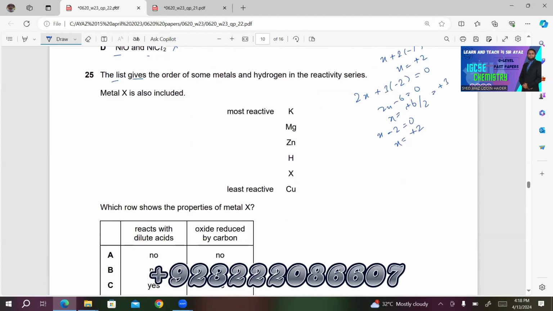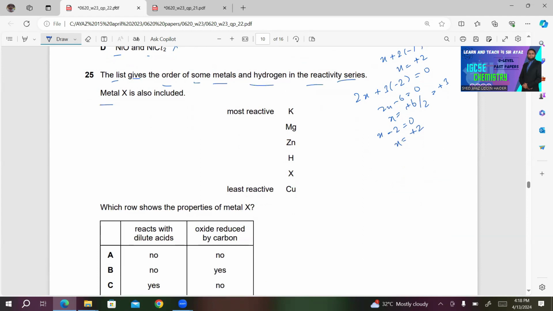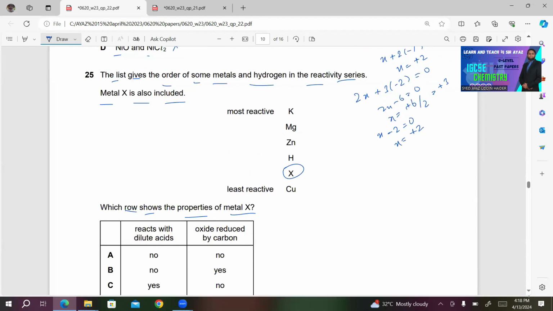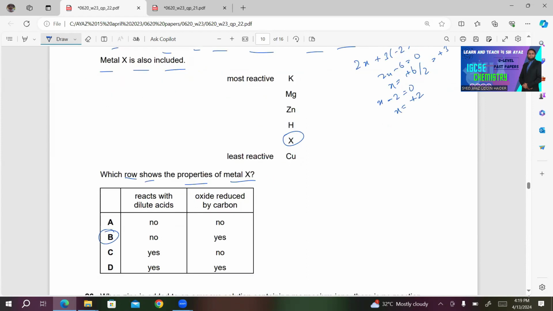25. The list gives the order of some metals and hydrogen in the reactivity series. Metal X is also included. Here's metal X. Which row shows the properties of metal X? Will it react with dilute acid? No, it should not react with dilute acid. Oxide reduced by carbon? Yes, it must have oxide reduced by carbon. So choice B must be the right answer. Other choices are incorrect.